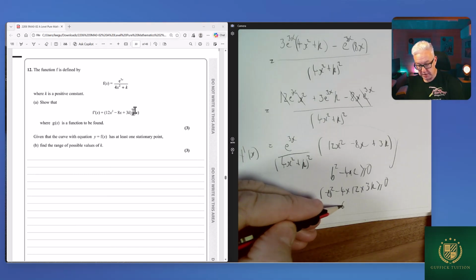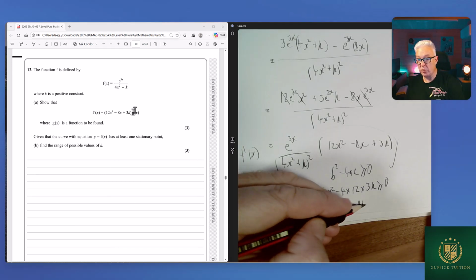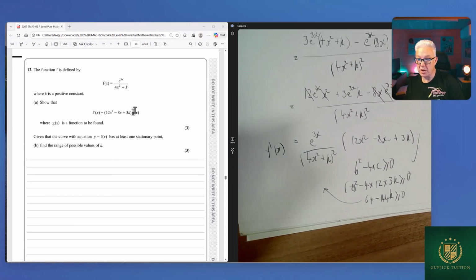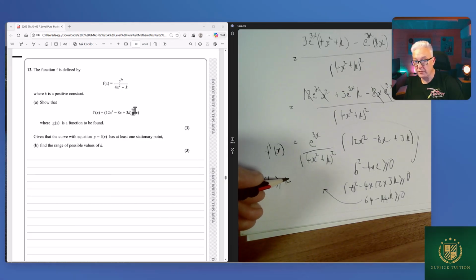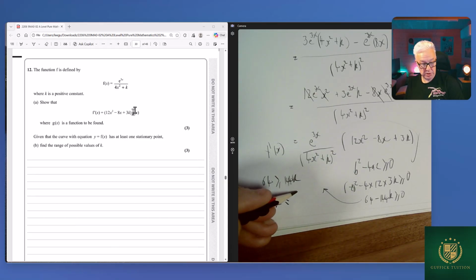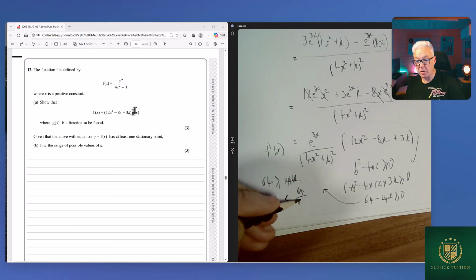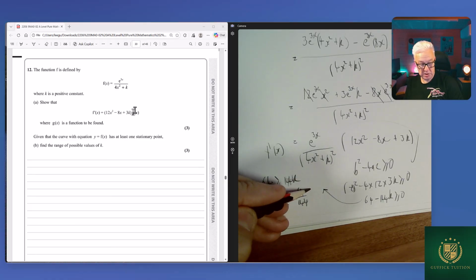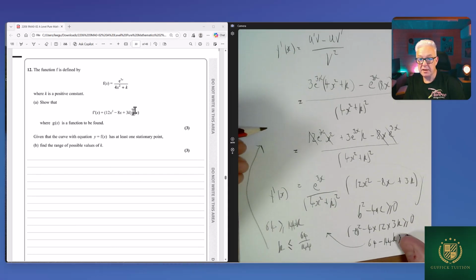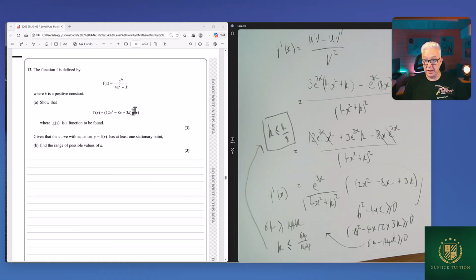Which goes to 64 minus 144k is greater than or equal to 0, which rearranges into 64 is greater than or equal to 144k, which means that k is less than or equal to 64 over 144, which simplifies into 4/9. So our answer is that k is less than or equal to 4/9. Oh, no, it isn't. That's part of our range of values.